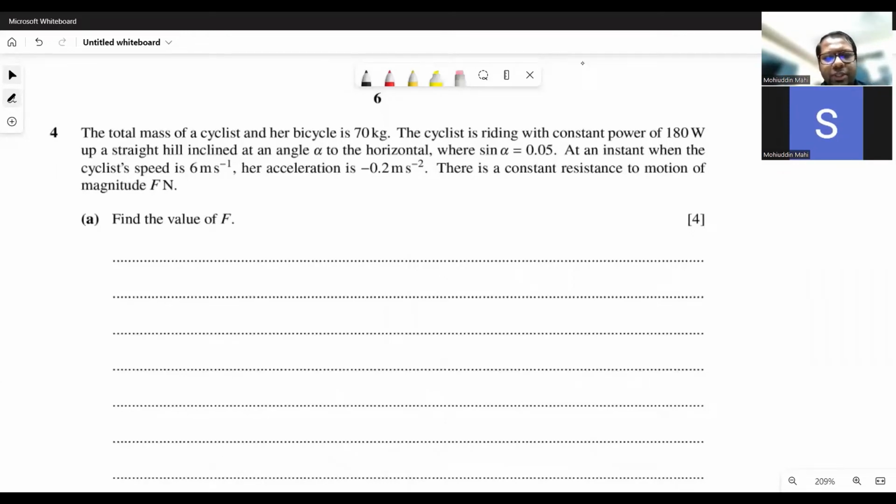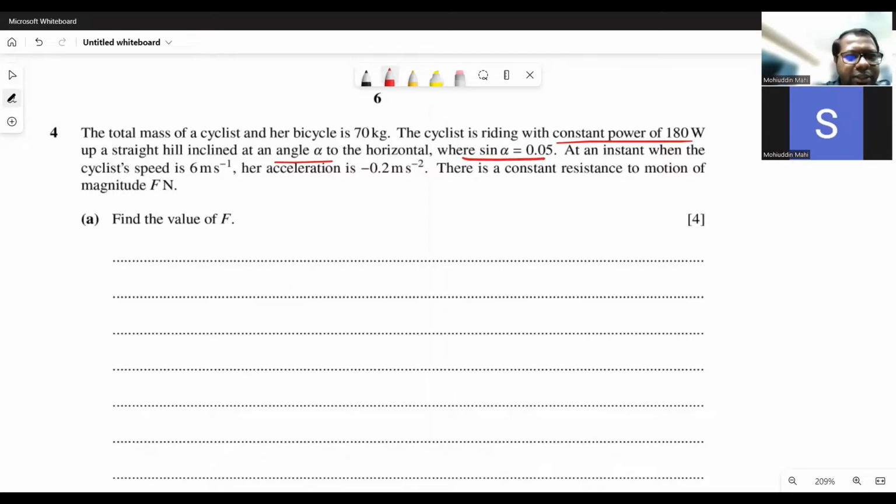The total mass of a cyclist and her bicycle is 70 kg. The cyclist is riding with constant power of 180 watts up a straight hill inclined at an angle alpha to the horizon. So the angle with the horizontal is alpha, and she is giving a constant power of 180 watts. So that's really important information. Sine alpha equals 0.05.